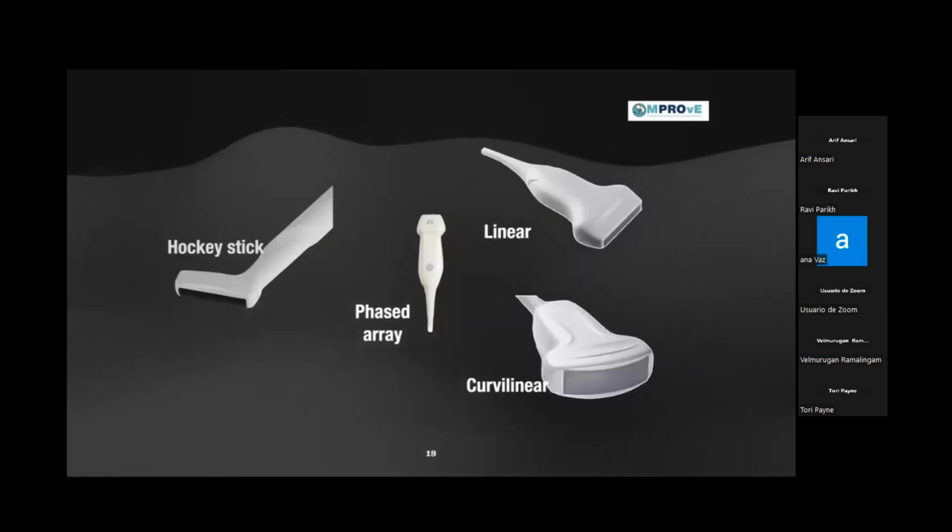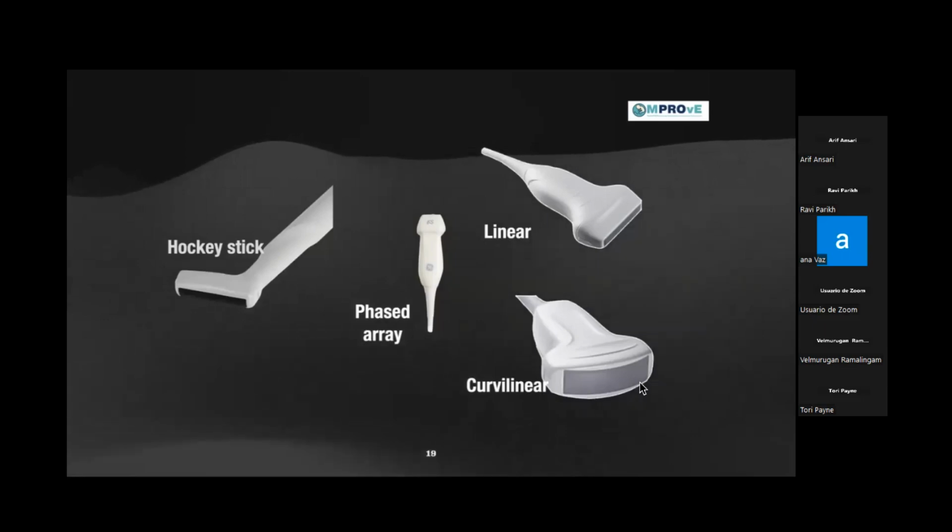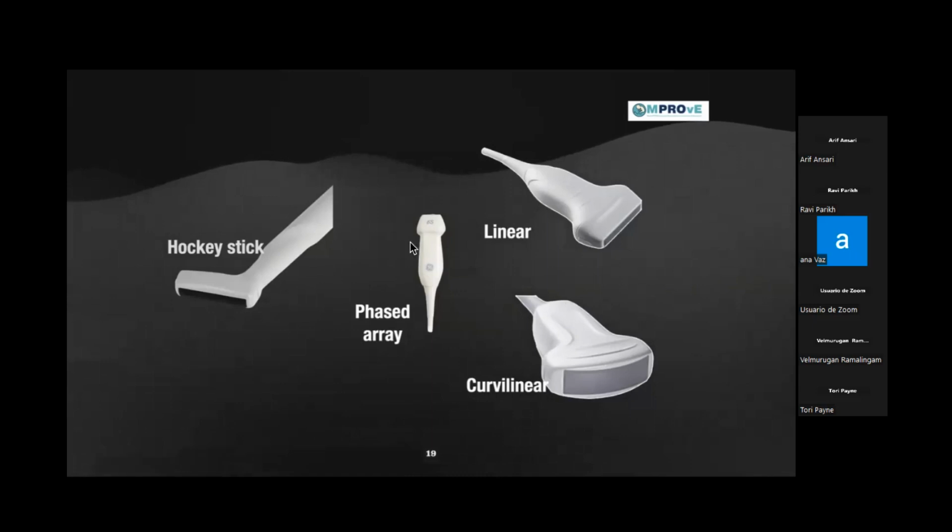Now, when we have decided we're going to do it, and we know how to do it, we have to choose the probes as well. Depending on what we are trying to scan, we choose our probes. For lung ultrasound, we can use any of these probes, but the best resolution will be delivered by the hockey stick, which has a very high, 15 megahertz resolution, and you can use the linear probe as well. Having said that, you can also use the phased array, and in some situations, curvilinear as well.